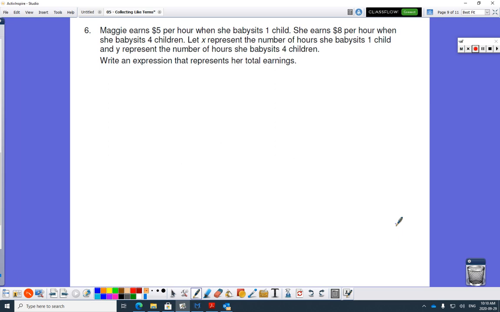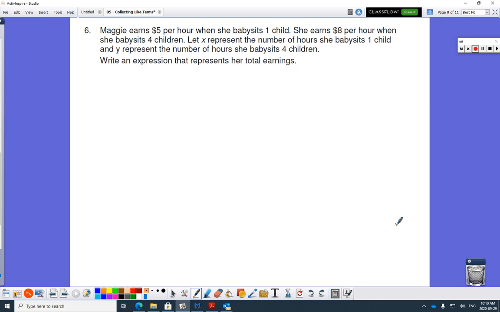Maggie earns $5 an hour when she babysits one child. So if she goes to her neighbor's house and they only have one kid at home, she gets $5 an hour. She earns $8 an hour when she babysits 4 children. When all 4 kids are there, instead of $5 an hour, she gets $8 an hour.